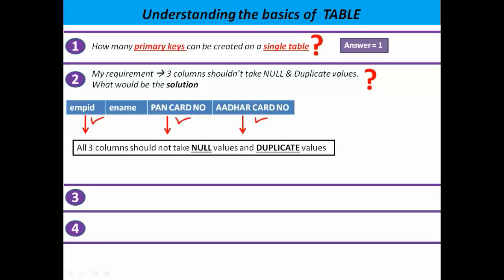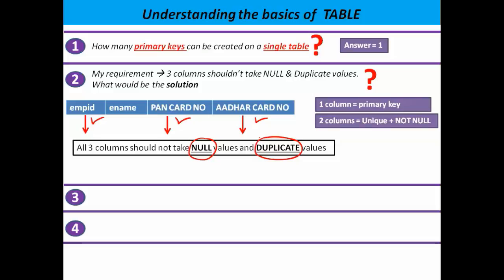all these three columns are not supposed to take null values and not supposed to take duplicate values. Then what is the solution? As one primary key is allowed on a table, we can include one column as the primary key. That's fine. Now how about the other two columns? We can get the same impact as a primary key by imposing the combination of unique and not null. That is, a table can have n keys, among which one will be the primary key and all n minus 1 can be unique plus not null. We'll get the same impact.